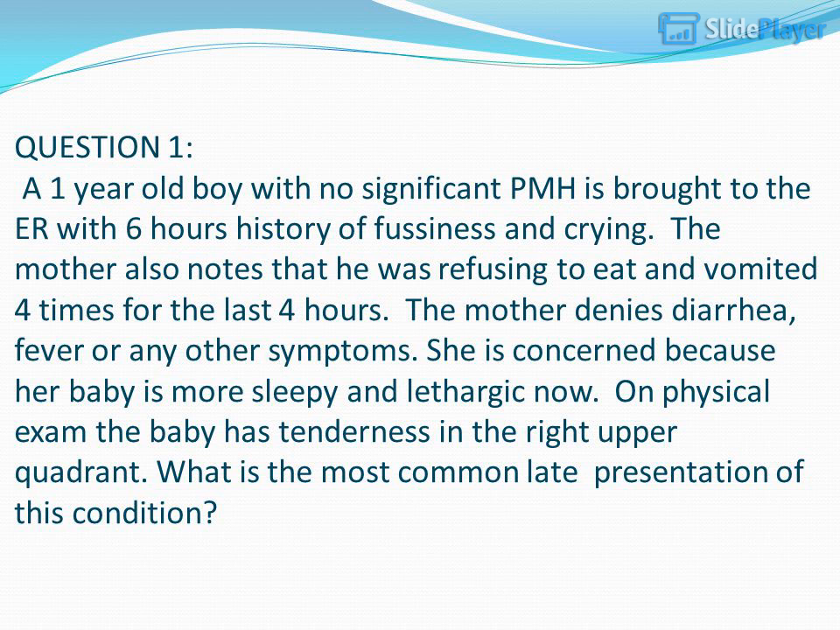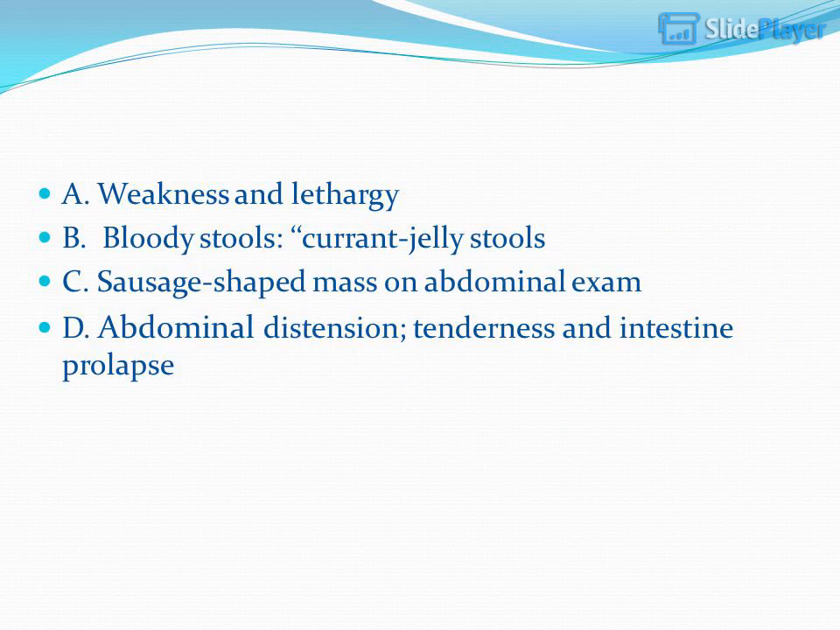What is the most common late presentation of this condition? A. Weakness and lethargy. B. Bloody stools, currant jelly stools. C. Sausage-shaped mass on abdominal exam. D. Abdominal distension, tenderness and intestine prolapse.